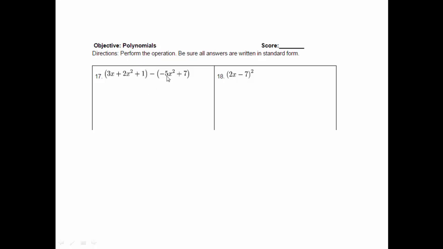All right, the subject is polynomials. It says perform the operation. Be sure all answers are written in standard form, which remember is just highest power to lowest power.